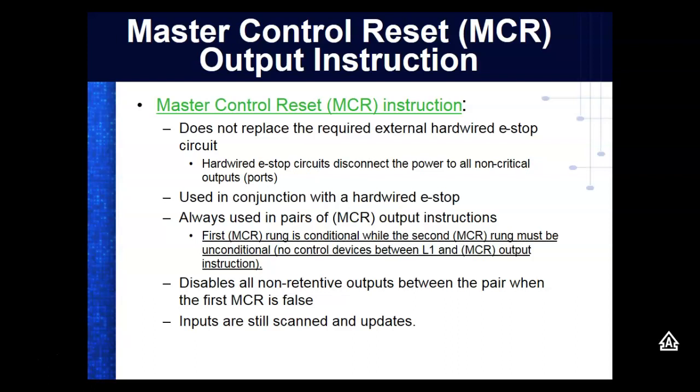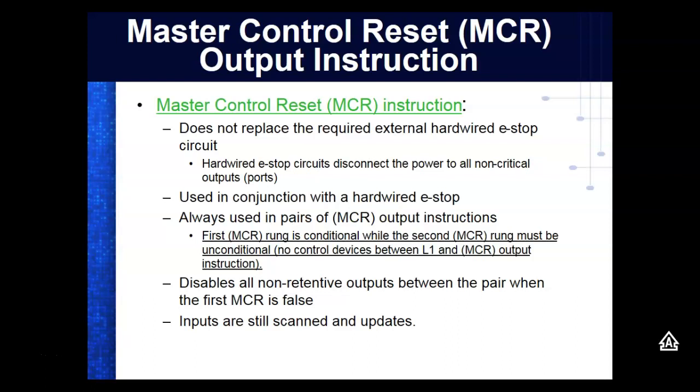Always used in pairs, an MCR output instruction. The first MCR is conditional, while the second MCR must be unconditional. No control devices between L1 and MCR. Disable all non-retentive outputs between the pair when the MCR is false. So the first MCR is going to be true all the time. Run's going to be true unless something happens, like you go over there and hit that e-stop button, and we can disable or turn off non-critical outputs.